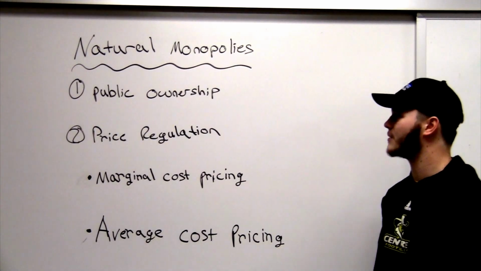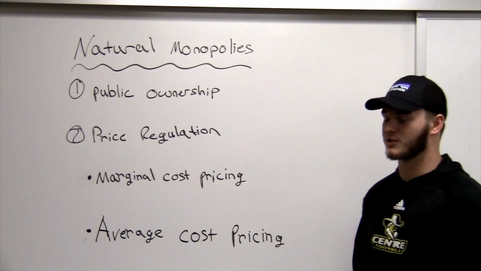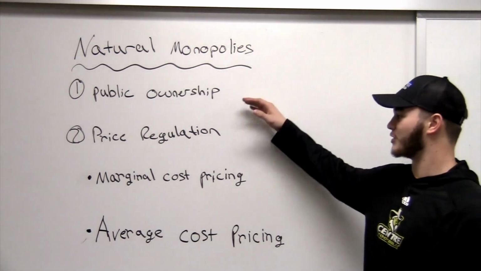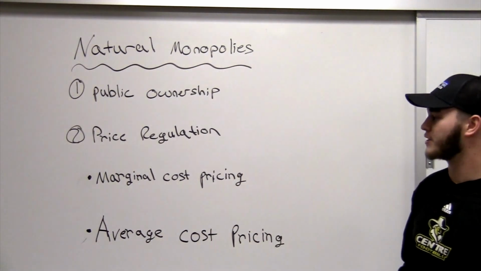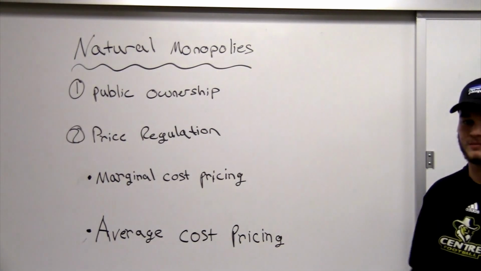With monopolies, sometimes you have monopolies that are naturally occurring in the market. To control these, you go with public ownership and price regulation. And under price regulation, you have marginal cost pricing and average cost pricing.